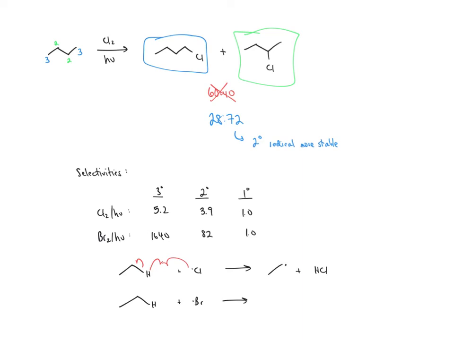plus HCl. This bond dissociation energy is 103. This one is 100.5. In the case of bromine, this one is 87.5. Our delta H values here are going to be about minus 2.5 and plus 13.